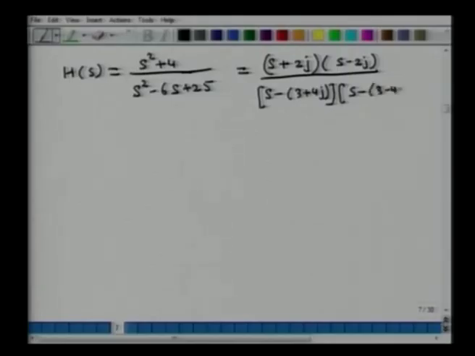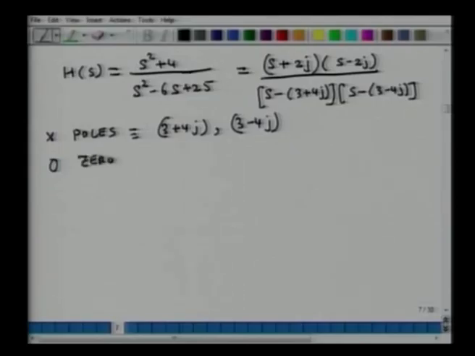(3 minus 4j)). So my poles, which are designated as x's, are roots of the denominator. So it's 3 plus 4j, and the other pole is 3 minus 4j. And my zeros, designated as O's, are minus 2j and 2j.